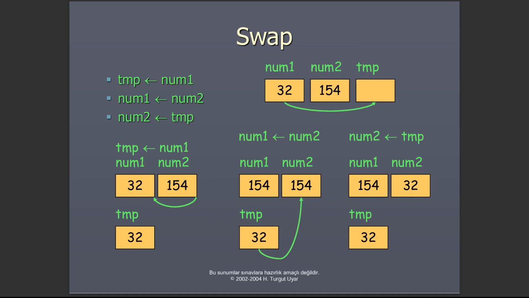It's the correct method. And we need a temporary variable called TMP. It's the abbreviation for temporary variable. This is how it works. First, store num2 in TMP. Then assign num1 to num2. Finally, assign TMP to num1. After these steps, these values are swapped. For example, num1 equals 154, num2 equals 32, as you can see.